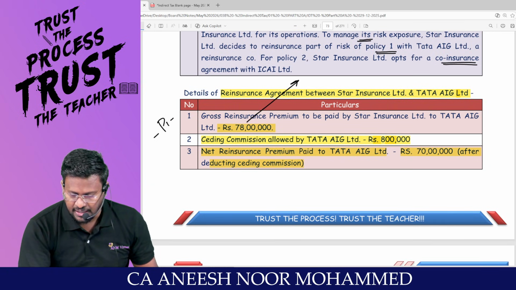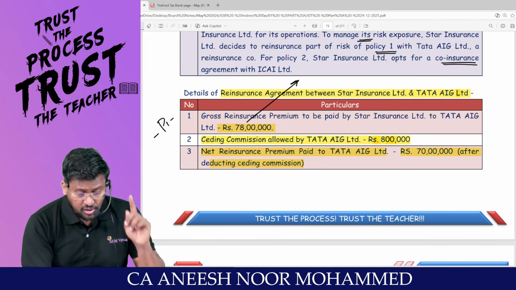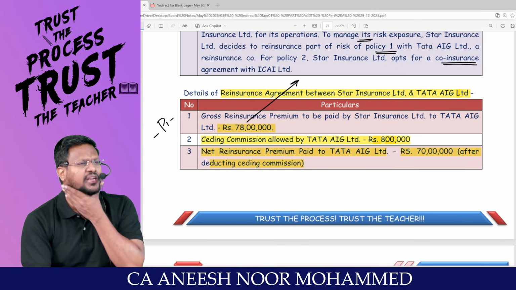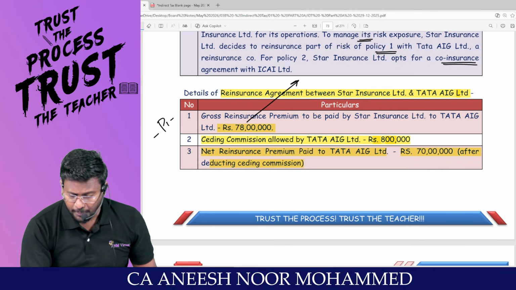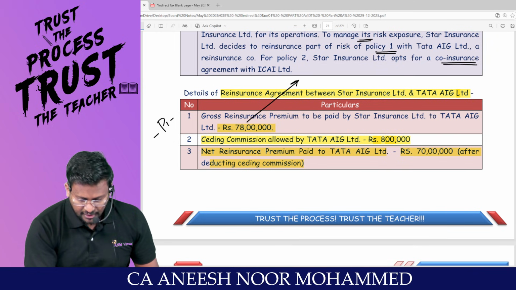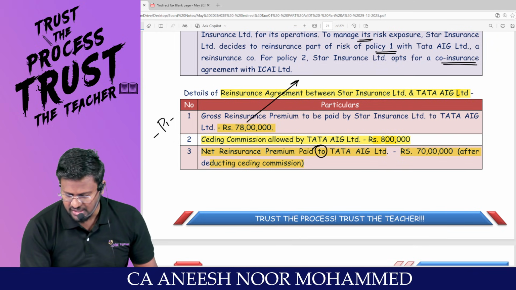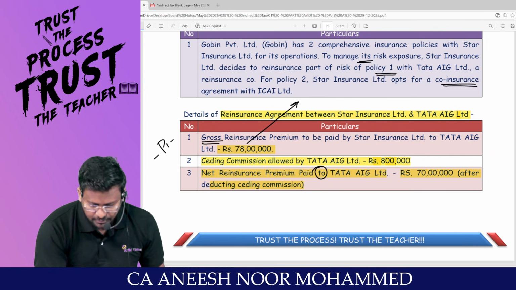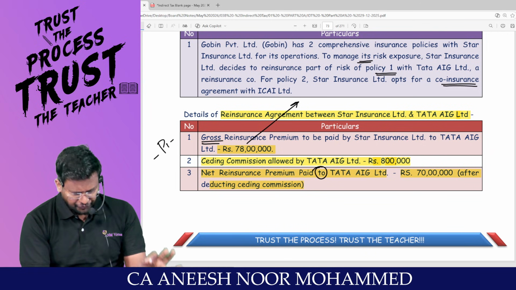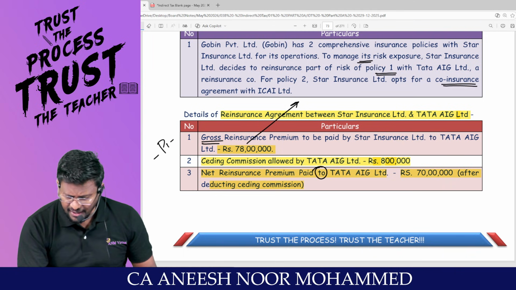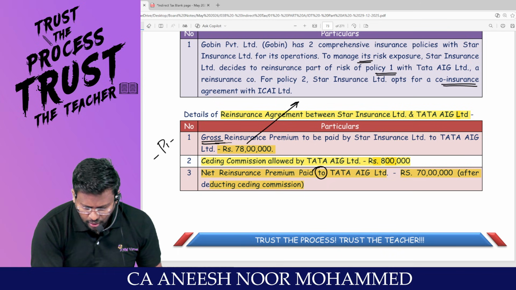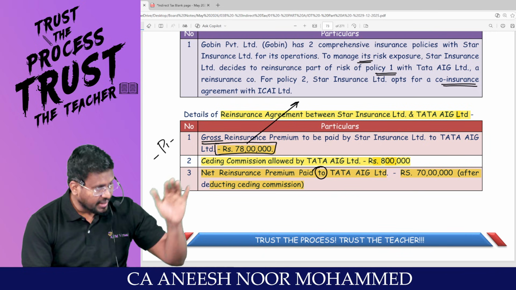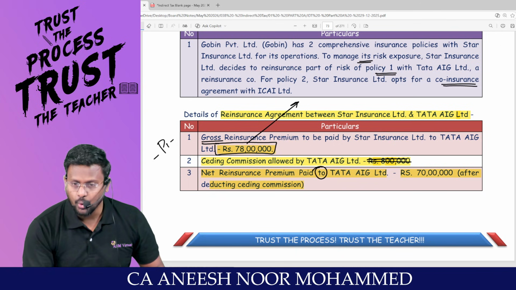Look at here. Details of reinsurance agreement between Star and Tata. Gross reinsurance premium to be paid by Star Insurance to Tata AIG, how much lakh? 78 lakh. Ceding commission allowed by Tata AIG, how much lakh? 8 lakh. Net reinsurance premium paid to Tata AIG, 70 lakh, after deducting what commission? Ceding commission. Sir, this is gross. Am I right? If Star has collected GST on the entire 78 lakh from Gopin, then on this 8 lakh, no need to collect GST.